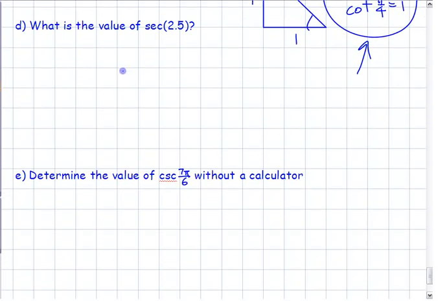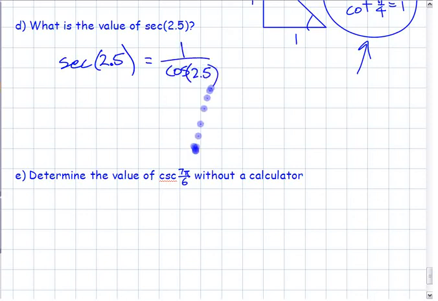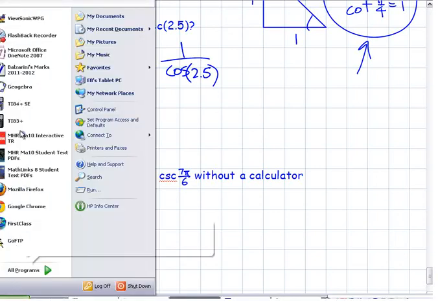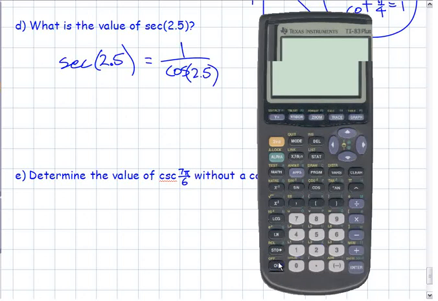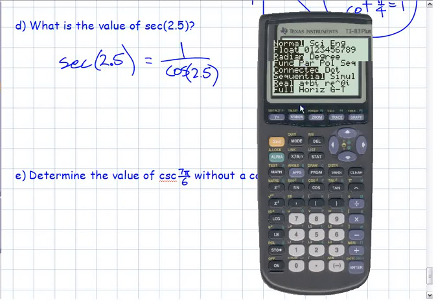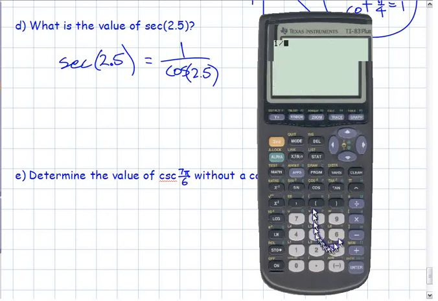What's the value of secant of 2.5? 2.5 is an angle you have to work with on your calculator. I would just put it all in as one thing here, 1 over cosine of 2.5. If you have your calculator set in radian mode, you can just punch it in directly and see. That's not what we want. Make sure it's in radian mode. 1 divided by cosine 2.5. Or, of course, you could go cosine 2.5, and then 1 divided by that answer. You get the same thing, right?